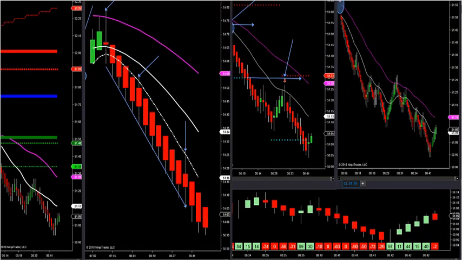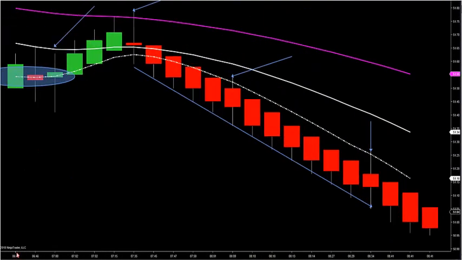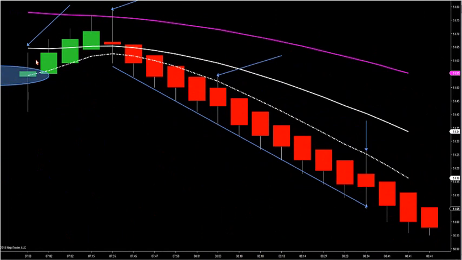So let's go back to our trend chart. This is our trend chart. In our trend chart, we know the best way to trade any market is to catch the wrongly positioned traders. That's what we want to do.